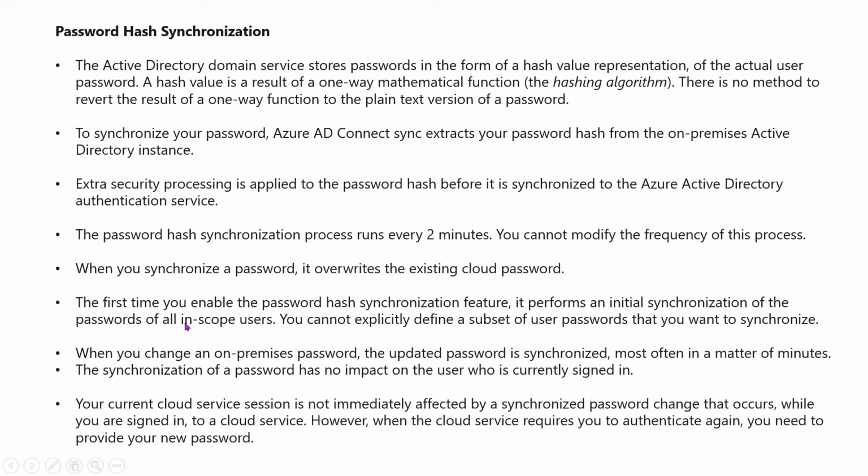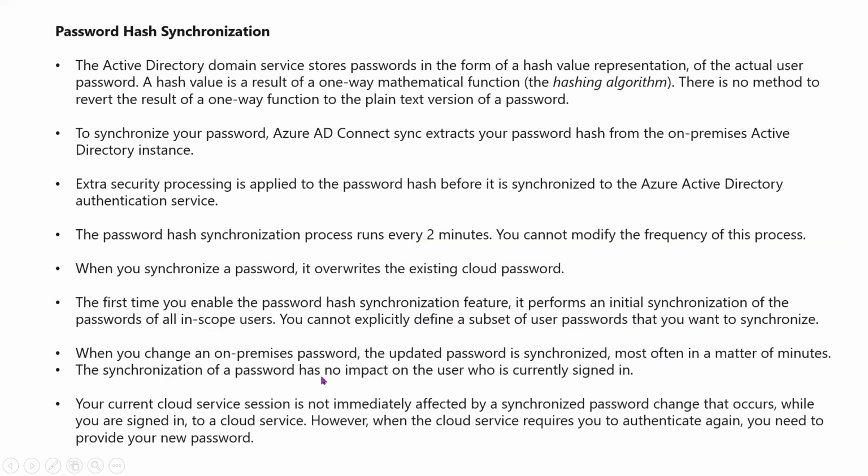If you want to integrate the whole directory, by default that will be the whole directory only. So all of the user account directory objects will be integrated and passwords will sync in the first attempt. And you cannot explicitly define a subset of user passwords that you want to synchronize. So one shot, first time it will happen for all. When you change an on-premises password, the updated password is synchronized most often in a matter of minutes.